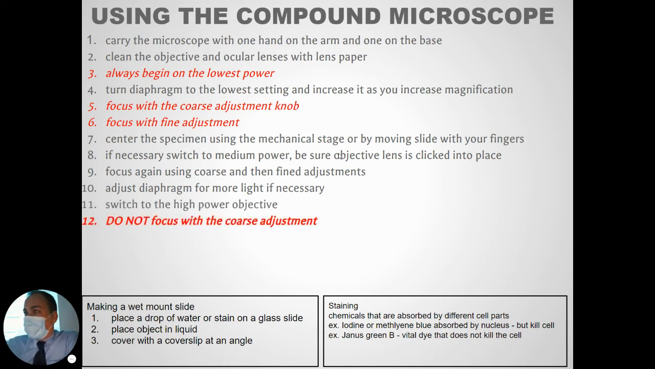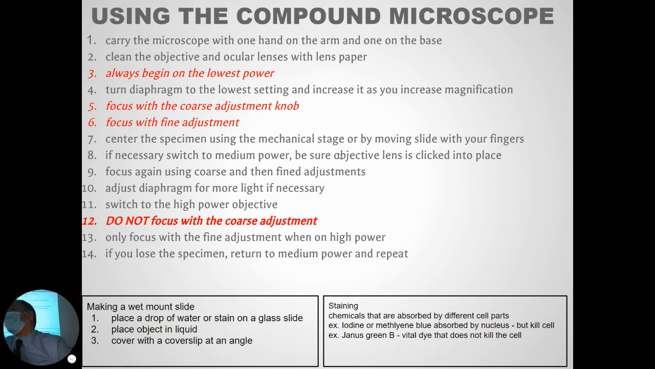Once you are on high power, typically when it's in focus, the stage is going to be really close to the objective lens. And if you use the coarse adjustment, you could smash the objective into the slide. So once you're on high power, you're only going to use the small knob, the fine adjustment, to kind of make sure it's in focus and that things are clear.